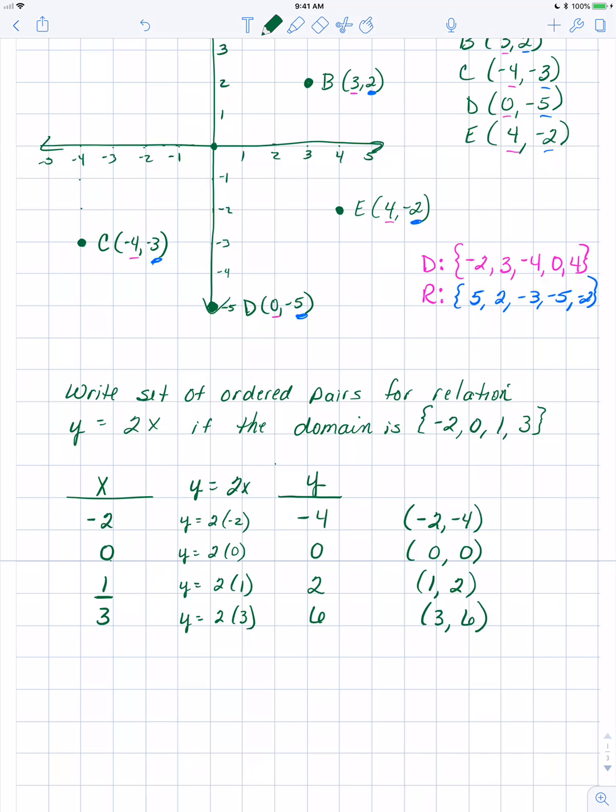And then if you were told to list the domains, well, we already have the domains listed up here, but if we were told then to add the range values, we can list the range values as -4, 0, 2, and 6. We know that those are our y values. So that is some information about relations that you're going to need to know for the next sections.